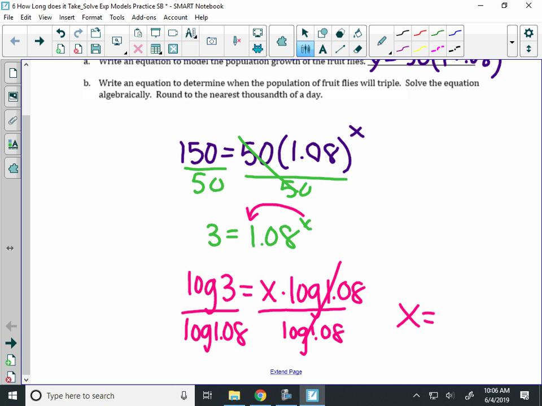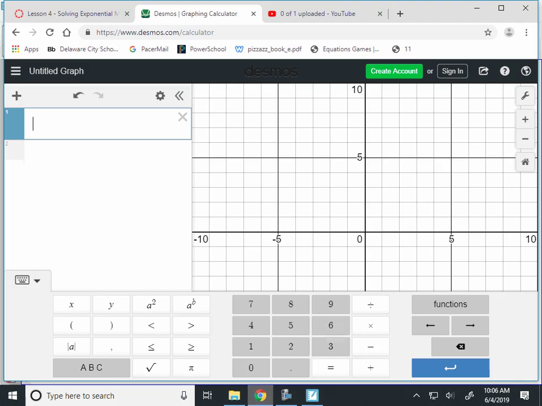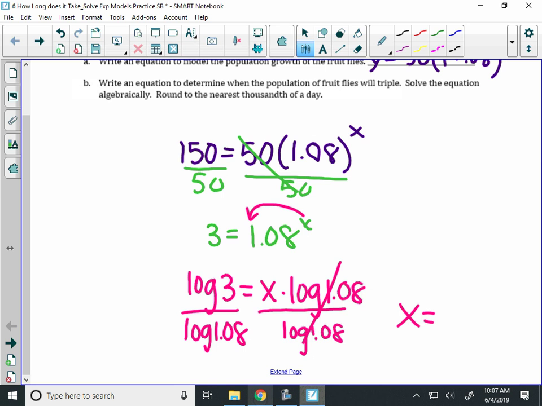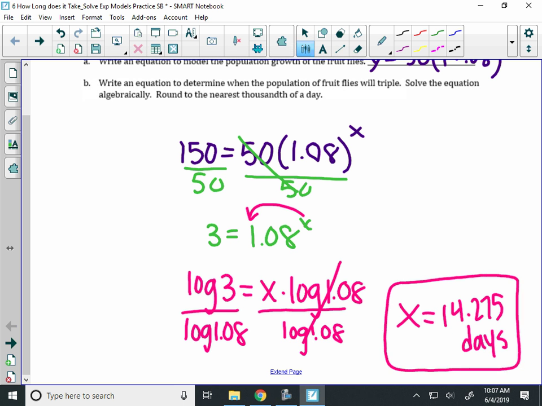Right, so I go ahead and type that into the calculator. Log of 3 divided by log of 1.08. And I get 14.275. That's the number of days. So then it's going to take 14.275 days until there are 150 fruit flies.